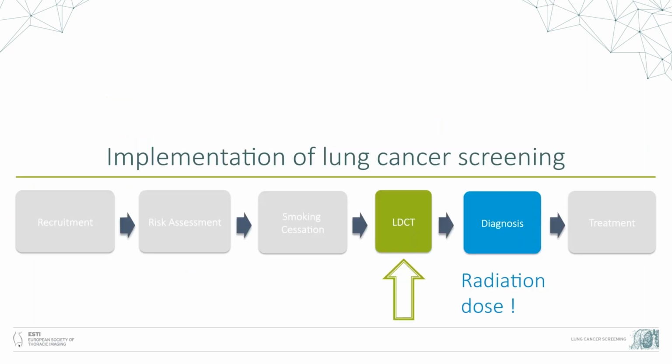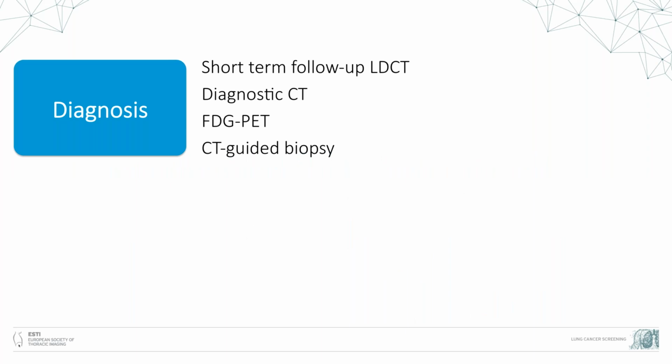So we've been talking about the dose for low-dose CT in lung cancer screening, but there's also dose involved in the next step, the step of diagnosis. There is dose involved in the short-term follow-up of low-dose CT, for example, for indeterminate nodules. And when a suspicious finding is found, there is dose involved in the diagnostic CT, the FDG PET, and also if a CT-guided biopsy is planned, there is dose involved.